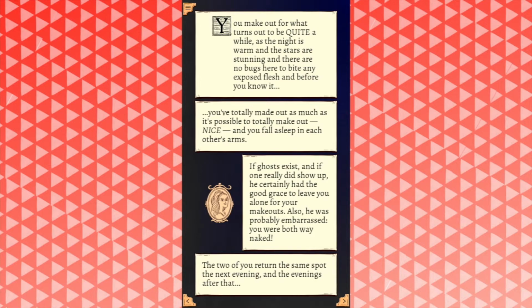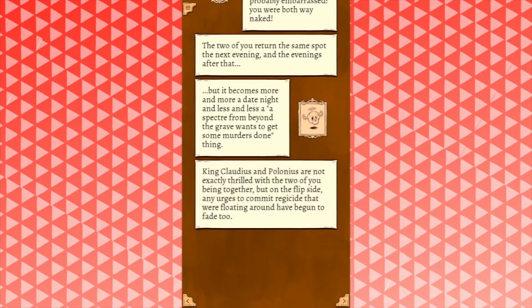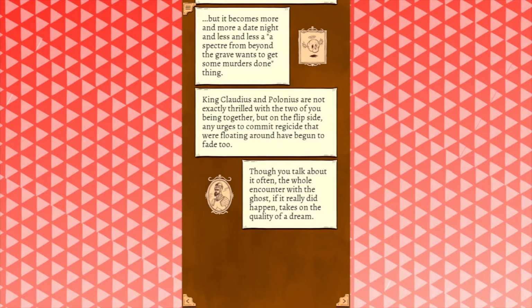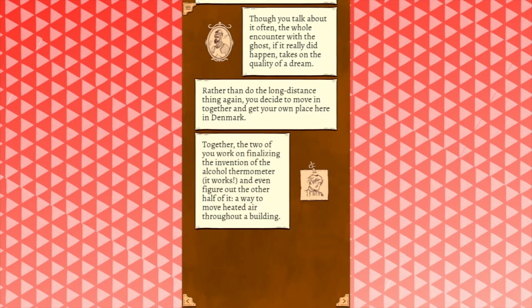The 2 of you return to the same spot the next evening, and then evenings after that. It becomes more and more a date night, and less a specter from beyond the grave once it gets to be a murder-done thing. King Claudius and Polonius are not exactly thrilled with the 2 of you being together, but on the flip side, any urges to commit regicide that were floating around have begun to fade too. Though you talk about it often, the whole encounter with the ghost, if it really did happen, takes on the quality of a dream. Rather than do the long-distance thing again, you decide to move in together and get your own place here in Denmark.